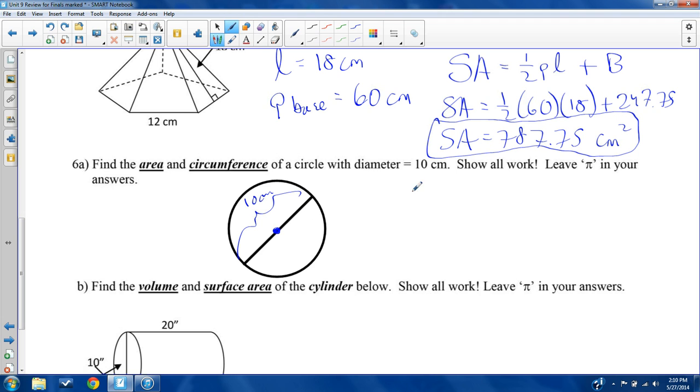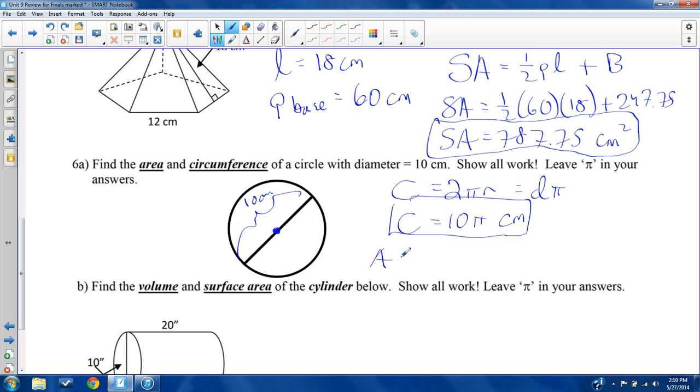What we need for area of circle, we need circumference too. Circumference is 2 pi r, but it's also diameter times pi. Because I have the diameter, I'll just use that. So circumference is 10 times pi. That's it. Well, centimeters.